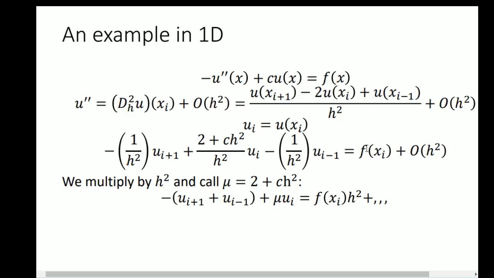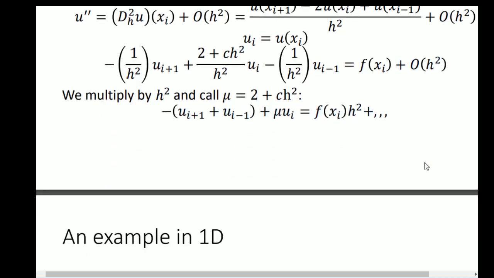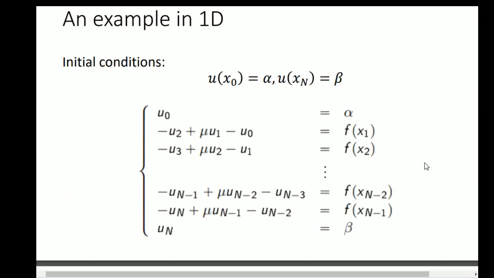That is equal to a certain function if we search for the precise solution, so f of x plus O of h squared, but we will forget about the h squared, and we call mu to be equal to 2 plus ch squared, and also we multiply by h squared on both sides of the equality. In the equality, we get this, and we will forget about the O(h squared) part.